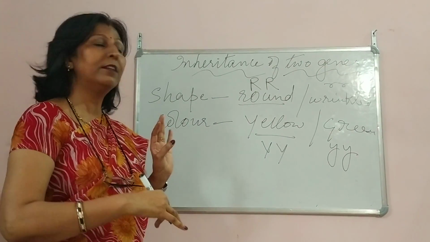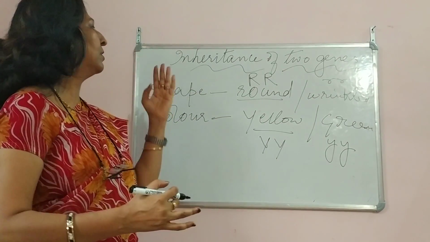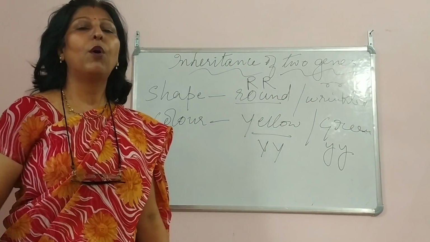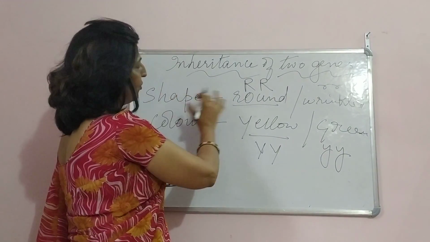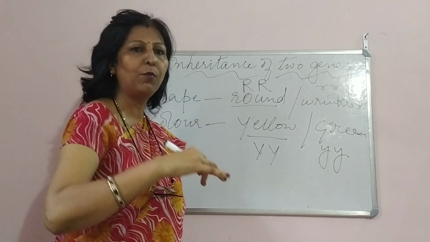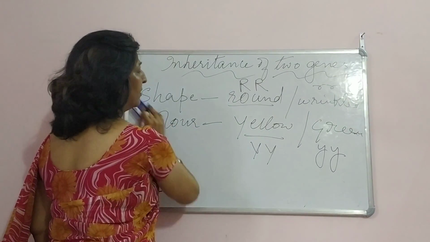When we start doing it, suppose during your exams, they ask you write down the inheritance of 2 genes or explain the inheritance of 2 genes. You have to start it like this. Okay, first you have to write what you are going to denote by what, and then we start it. So here we are going to study this together.